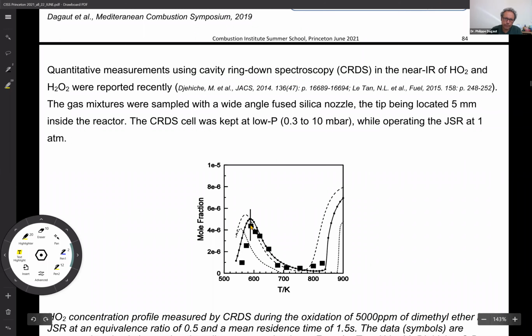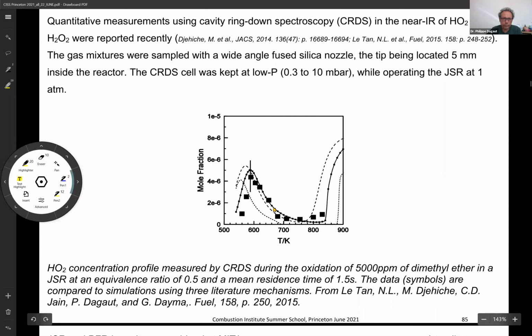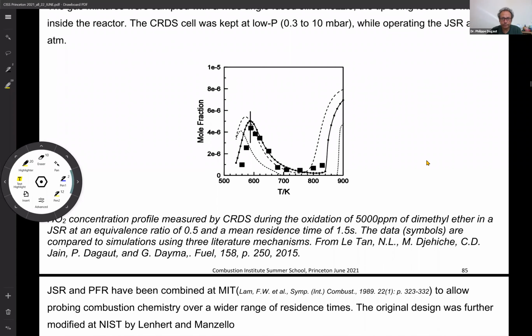These data are compared to different chemical kinetic mechanisms which were available at that time in the literature. You can see the formation here of HO2, which peaks around 600 Kelvin. One of the kinetic models represents the data fairly well. This type of data is useful to further probe the validity of reaction mechanisms.